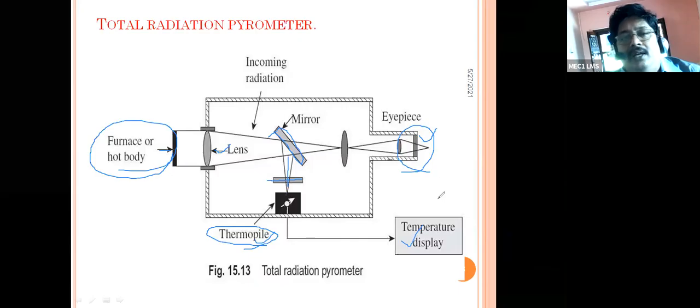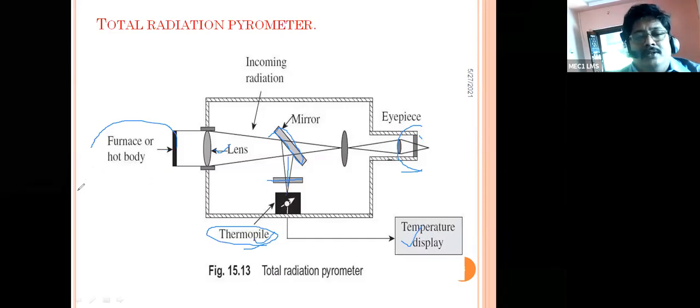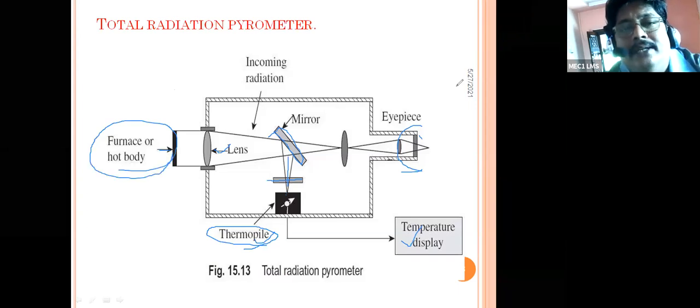Now you can get a clear idea, right? This is the total radiation pyrometer.